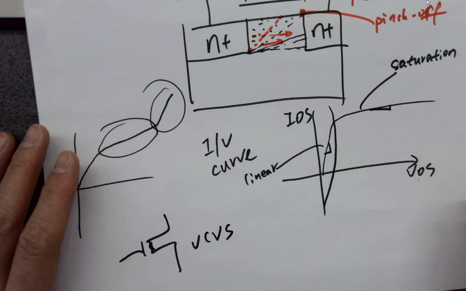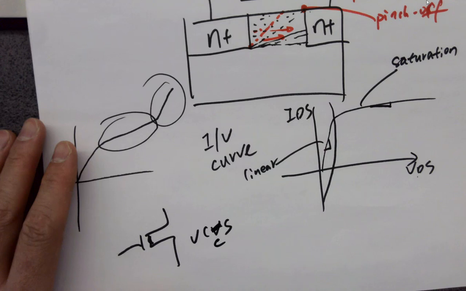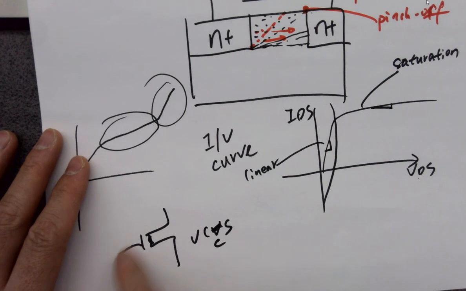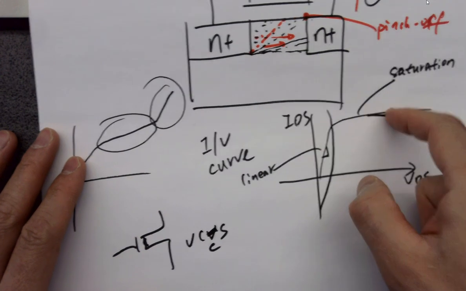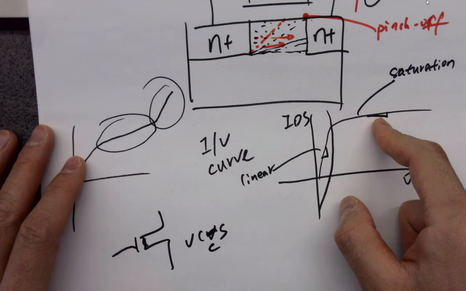It's a voltage controlled current source. Voltage control means that it's the VGS controlled current source. Why is it a current source? Because the current is not changing, and it has a super high internal resistance.